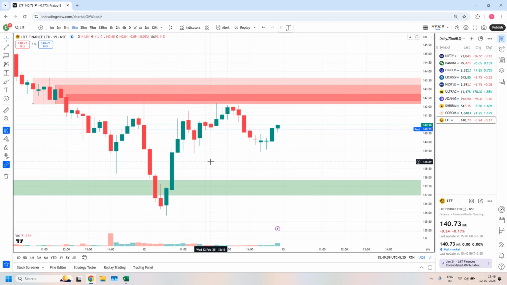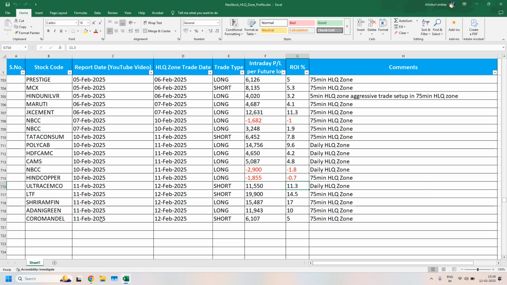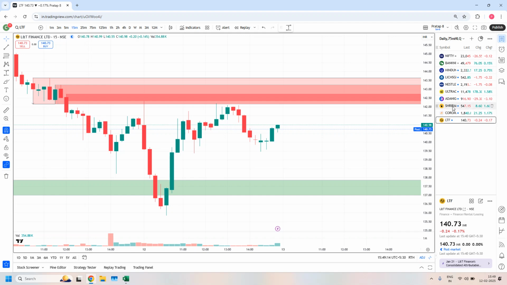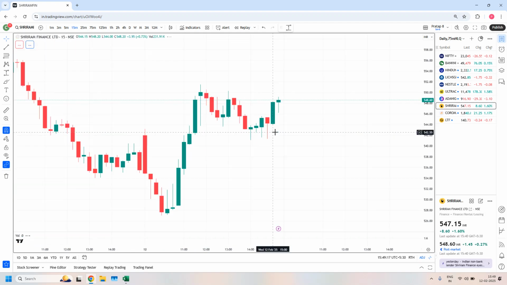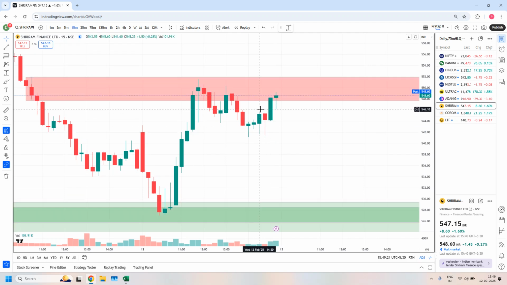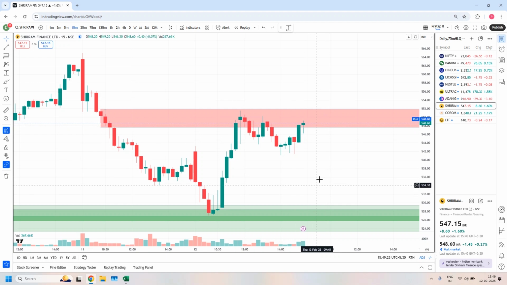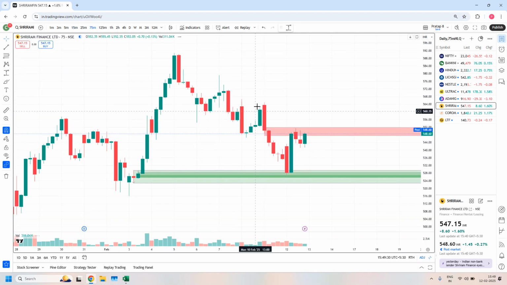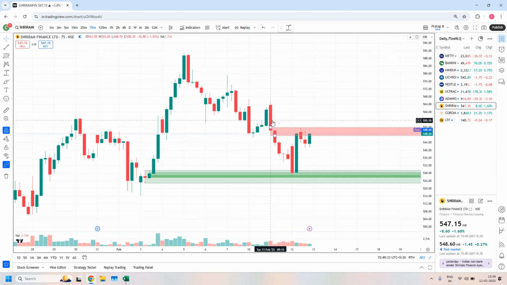This is about LTF. And the next one is Shriram Finance. Shriram Finance is a high liquidity demand zone trade. Earlier trades were short trades. Now we are seeing long trades. How did our software identify it? This is a 75 minutes high liquidity zone. This is how our software identified it as a rally, 2 base candles and a rally candle.